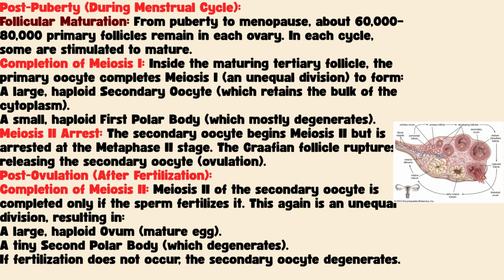the egg is released from the Graafian follicle during ovulation, and the remaining part of the follicle changes into a temporary endocrine gland called corpus luteum. If fertilization does not take place, the corpus luteum degenerates into a white scar called corpus albicans.